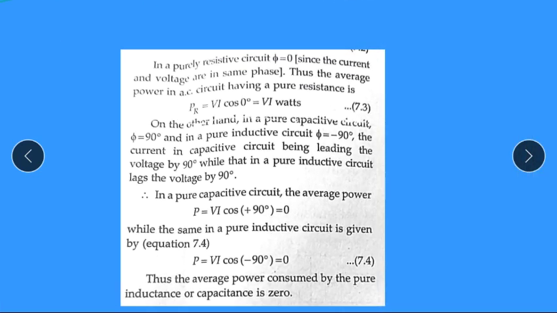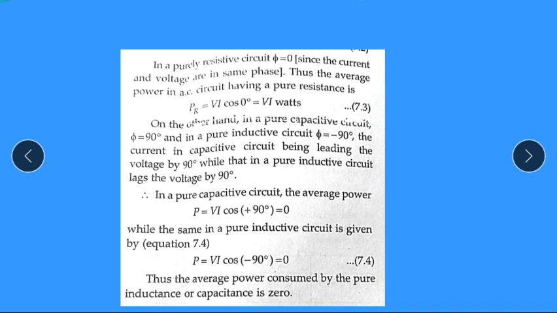In a pure resistive circuit, the value of phi is equal to 0 since current and voltage both are in the same phase. You know that in a resistive circuit, voltage and current both remain in the same phase. So the value of phi is 0. Thus, average power in an AC circuit having a pure resistance is given by PR is equal to VI cos 0, that is equal to VI watt. Here watt is the unit of power.